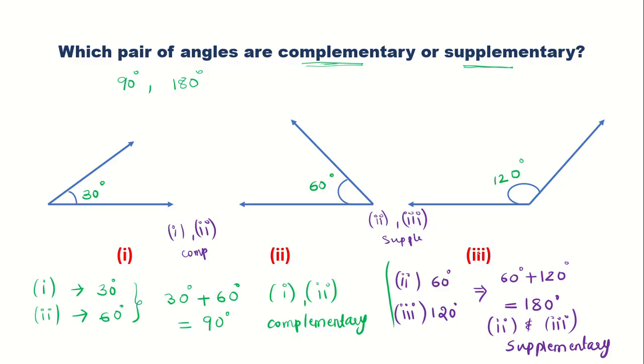You can look at third and first also. When we do the sum of the third and first pair, what will you get? 120 plus 30, how much will you get? 150. So no pair of angles, right? So first and second are complementary, second and third are supplementary angles.